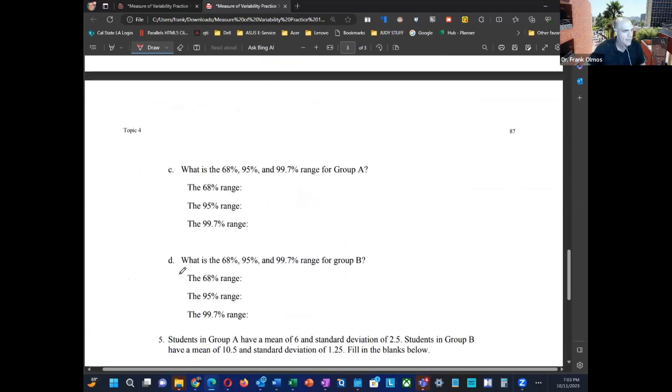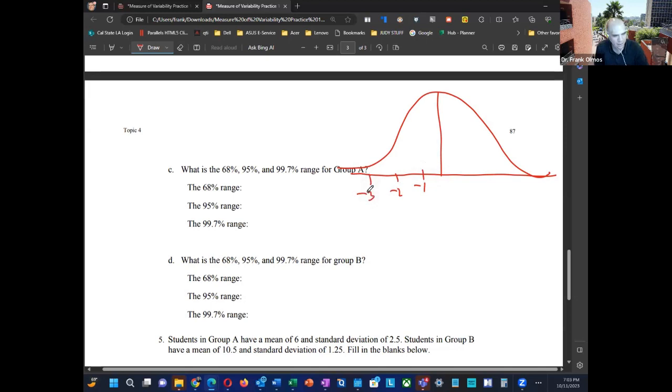All right. So what are the 68%, 95%, and 99.7% ranges for group A? Here we go. It's all based on the distribution of scores. Remember that the mean is always in the middle. Then here is one standard deviation below the mean, two standard deviations below the mean, three standard deviations below the mean. And this is one standard deviation above the mean, two standard deviations above the mean, three standard deviations above the mean. And I'll show you what that means.